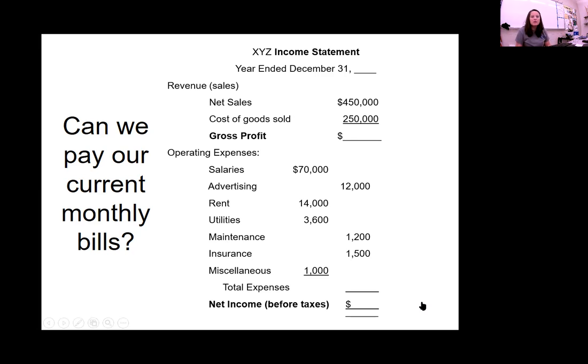So your income statement looks at, can we pay our bills right now? How are we doing financially right now with the cash that we have in the bank? So let's actually go to your assignment.